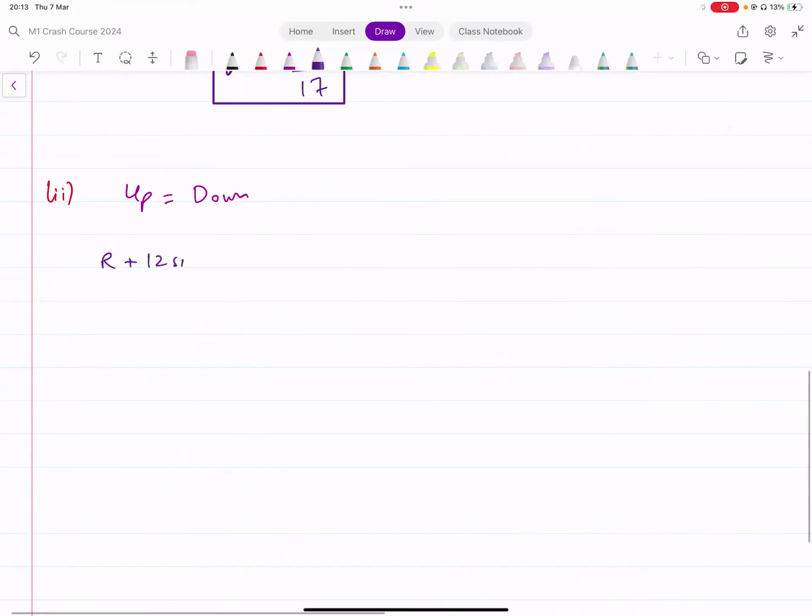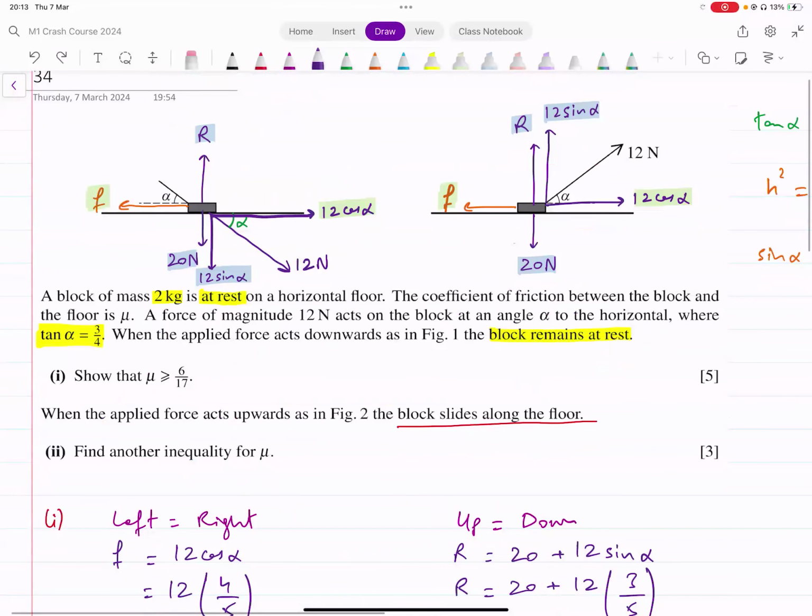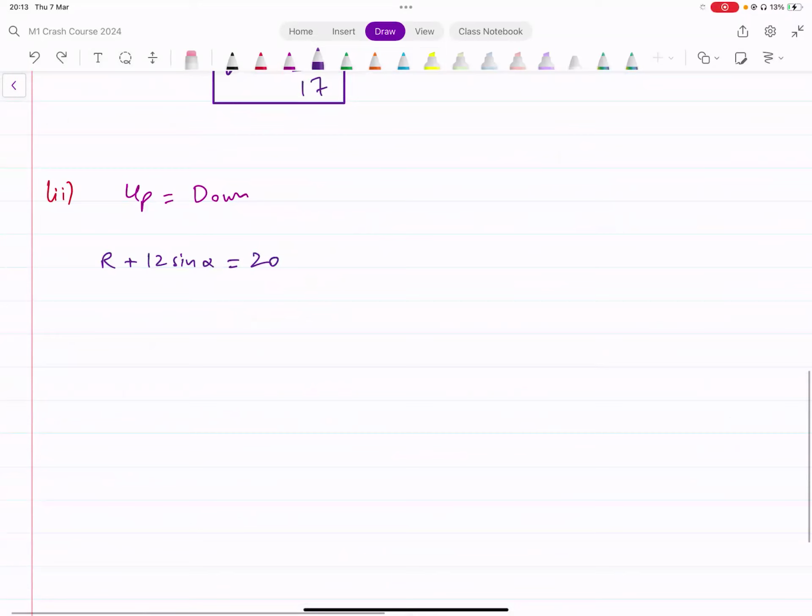R plus 12 sine alpha equals the downward force, which is 20. So this should equal 20. That is one equation that we're getting from this. When we equate the upwards and downward forces, we get R plus 12 sine alpha equals 20.